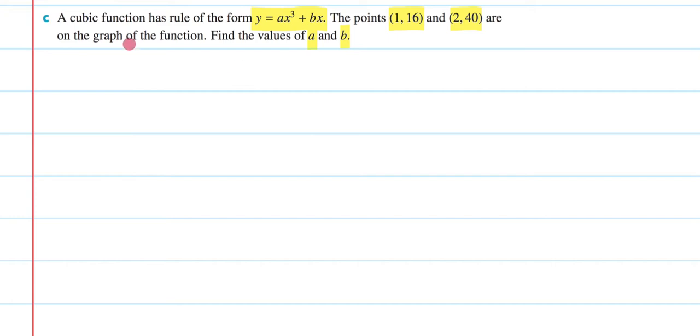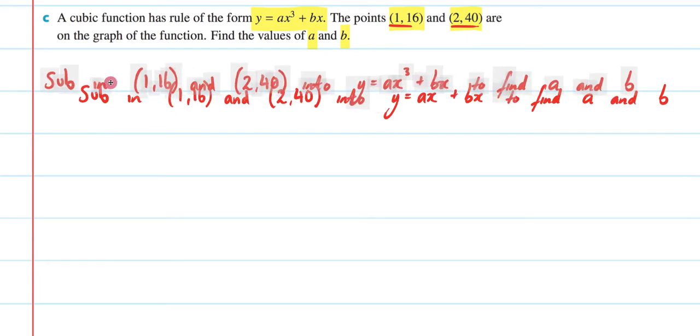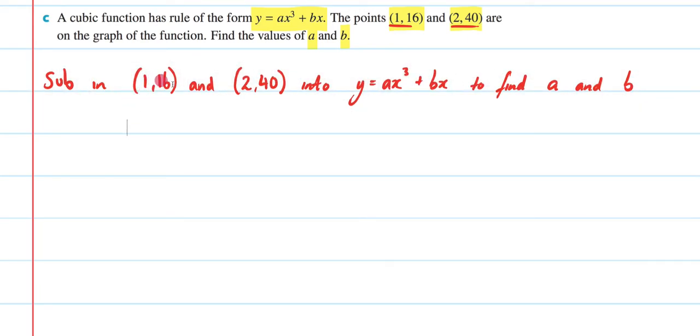So in order to answer this question, what we're going to have to do is sub in these points into this rule right here. So if we were to write out explicitly what we're doing here, we would say sub this point and this point into this to find a and b. So let's now do that.